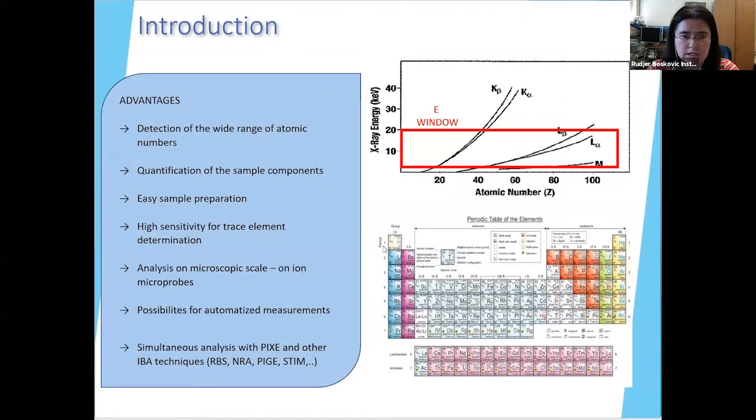So the advantage is that PIXE can be simultaneously performed with other ion beam techniques like Rutherford backscattering, nuclear reaction analysis, particle-induced gamma ray emission, or, for example, scanning transmission ion microscopy. So in one single measurement, beside PIXE, you can do other ion beam techniques and obtain additional information, which you otherwise cannot obtain having only the PIXE technique.